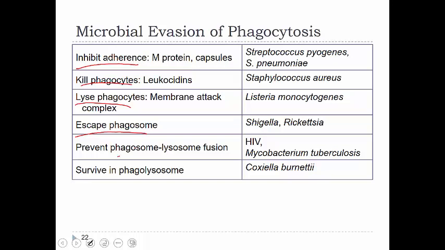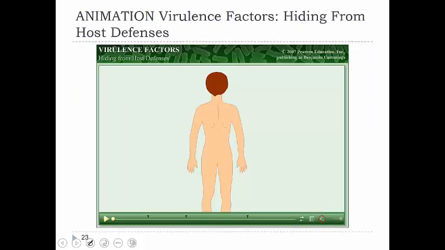They can stop the phagosome and lysosome from fusing, aka stop the addition of the lytic enzymes into that little container. They can survive in the phagolysosome. In this case, they actually are able to overcome those chemicals, those digestive chemicals. So here's a video looking at hiding from host defenses, at getting past that phagocytotic process.